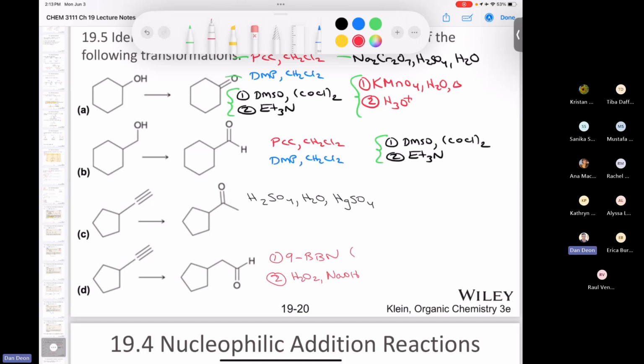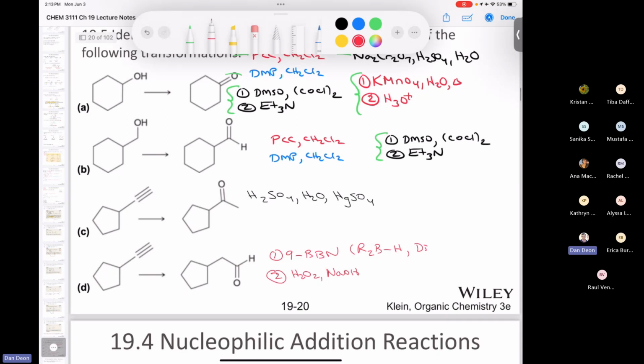And again, for this part, you can put R2BH, or what was the other one they had? Was it dicyclohexylborane? Dicyclohexylborane. Any of those are fine for the hindered borane. All right. There you go.